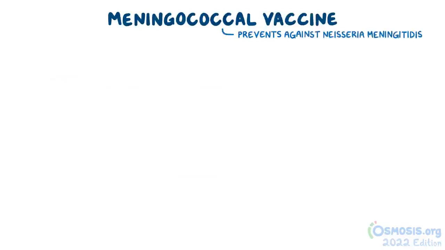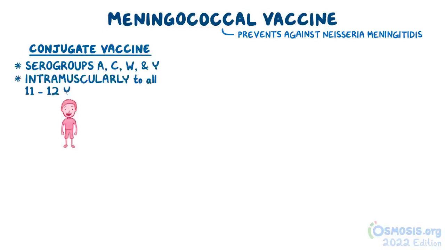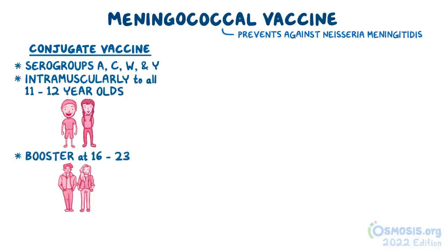Next, there's the meningococcal vaccine, which protects against Neisseria meningitidis. There are 2 types of meningococcal vaccines: a conjugate vaccine that protects against serogroups A, C, W, and Y, and is given intramuscularly to all 11 and 12-year-olds, with a booster dose given between the ages of 16 to 23.